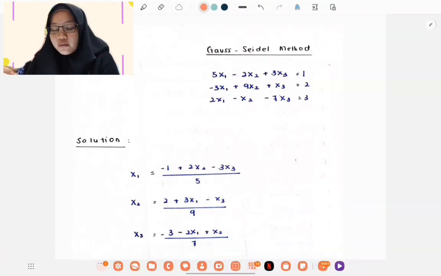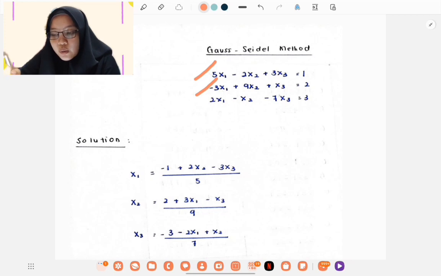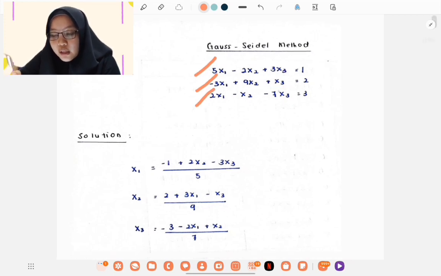I am going to show you how to solve the problem by using the Gauss-Seidel method. The equations given here are 5x1 minus 2x2 plus 3x3 equal to 1, negative 3x1 plus 9x2 plus x3 equal to 2, and the last one is 2x1 minus x2 minus 7x3 equal to 3.